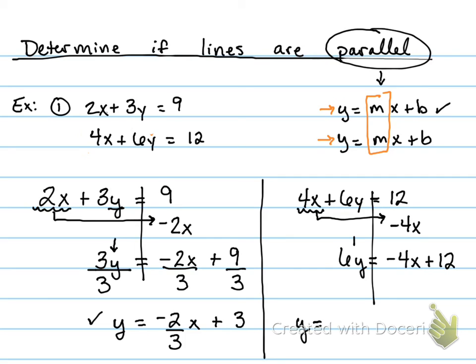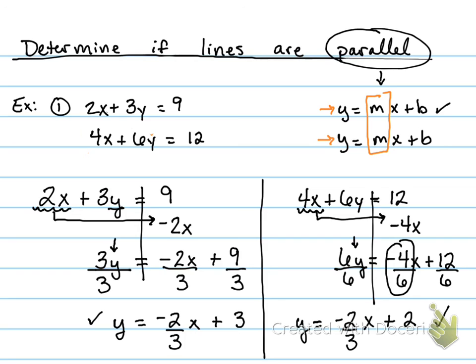And again, I haven't gotten y by itself just yet. I need to divide both sides by 6. When I do that, I get y equals negative 4 over 6, which will simplify. 4 over 6 simplifies to negative 2 over 3x, plus 12 over 6 is 2. Okay, now I've got it in that form.